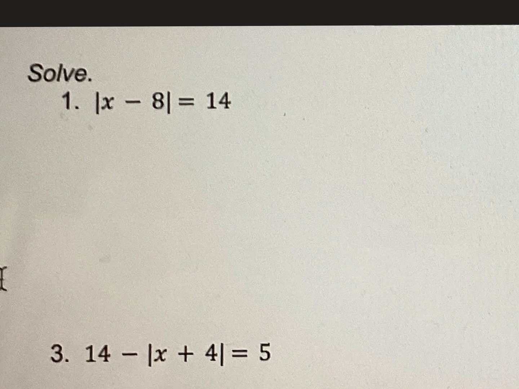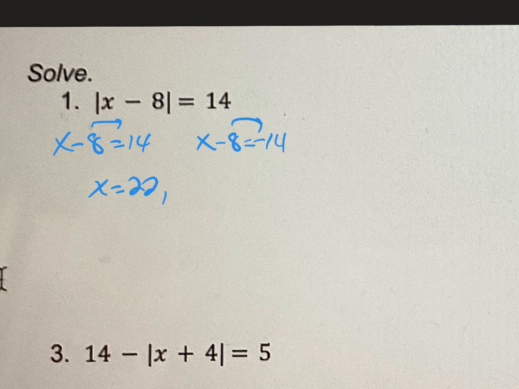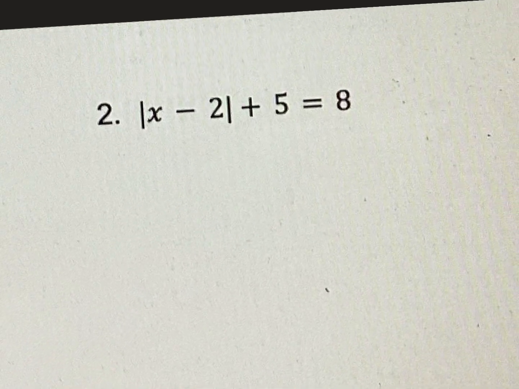First one, absolute value. Remember, 2 bars, 2 answers. So an equation is going to have 2 answers almost all the time. Set that absolute value equal to 14. Also set equal to negative 14. Solve both sides. Move the 8 over here, you get 22. Move the 8 over there, you get negative 6. And you're good. Number 2, another one of those.